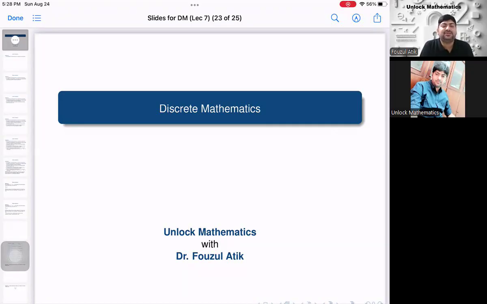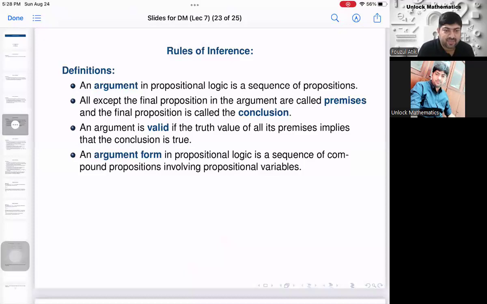So in the previous lectures, we discussed quantifiers, right? Quantification. And then we also discussed nested quantifiers and how to negate quantifiers. So these things we have discussed. In today's lecture, we will discuss the rules of inference. So what is that? Let us see.